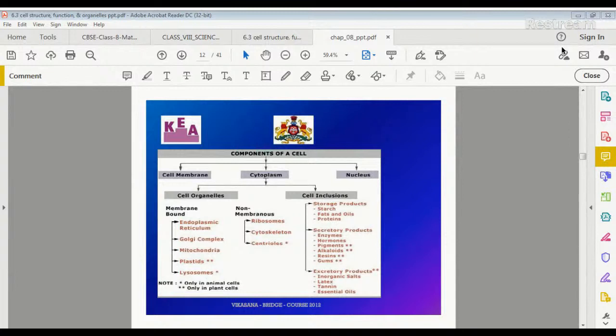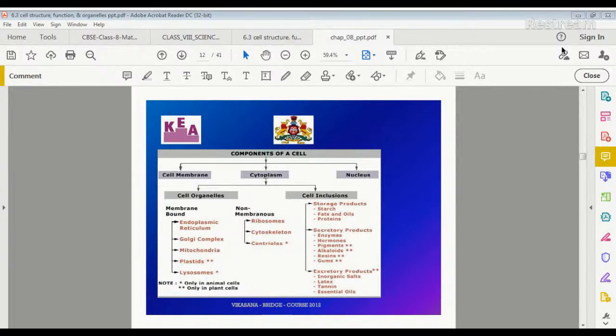The first one was cell organelles, and the second was cell inclusions. Now we are entering the cell inclusions. The first point is storage products, like starch, fats and oils, and proteins, or nutrition, you can say. The second is secretory products, which are enzymes, hormones, and pigments. Pigments, alkaloids, resins, and gums are only present in plant cells.